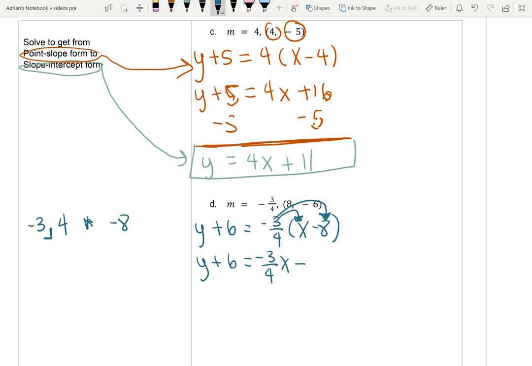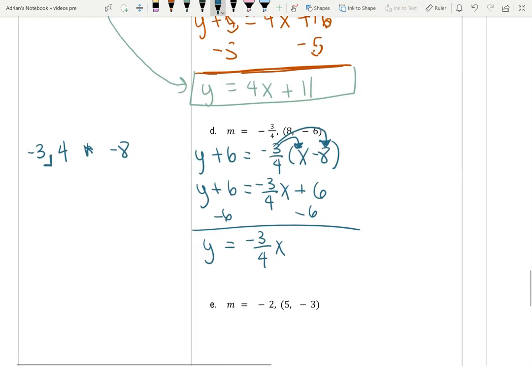And then that would give me plus 24/4, which would simplify down to 6. Minus the 6. Y equals negative 3/4 x. And then these cancel out and become 0. If you write plus 0, that's fine. That's not wrong, but you don't have to write plus 0.